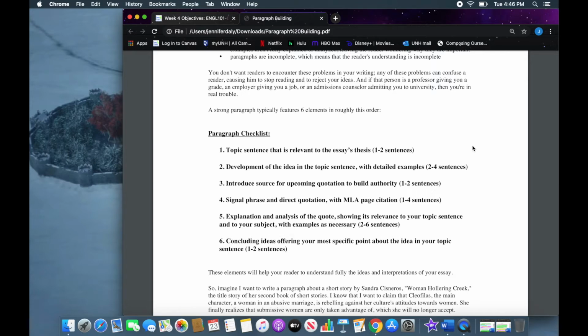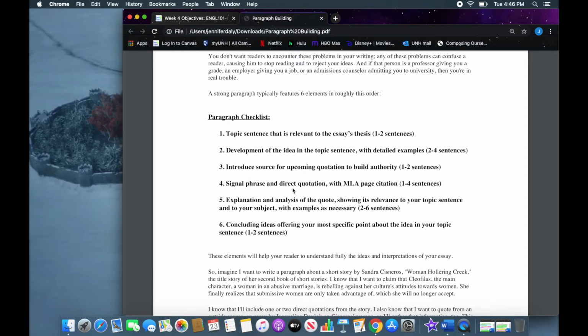Then you want to develop your idea, okay? This is when you're going to provide those specific examples. It's when you're going to show the reader exactly what you mean with your language. Maybe you have to explain it a little bit more than just a sentence or two. And then in the middle of the paragraph, after all that, is when we are going to utilize our sources, okay? Introducing the source is super important.